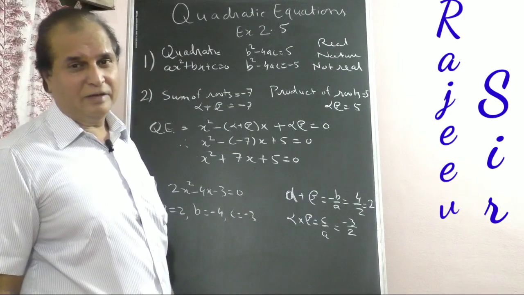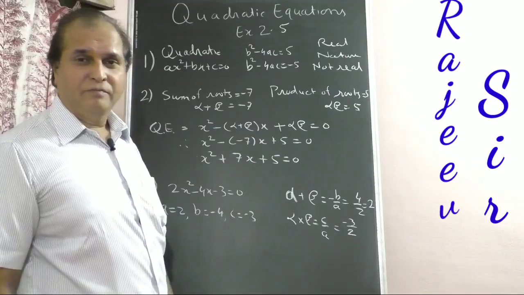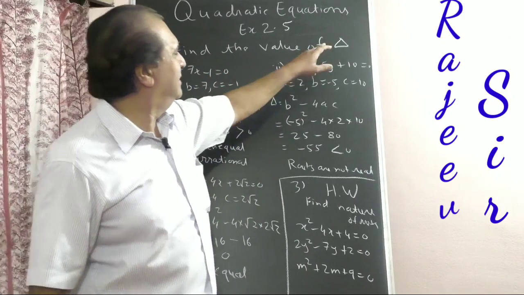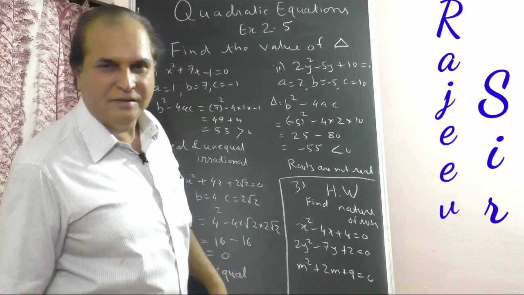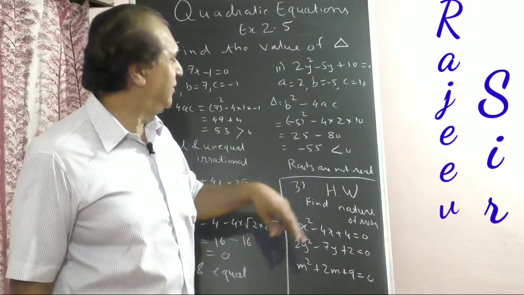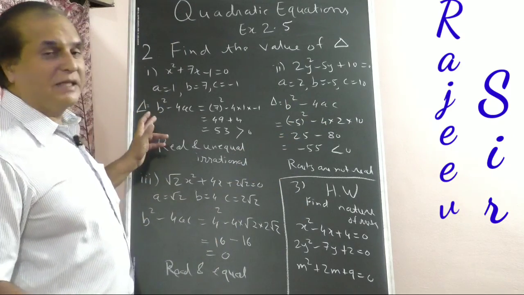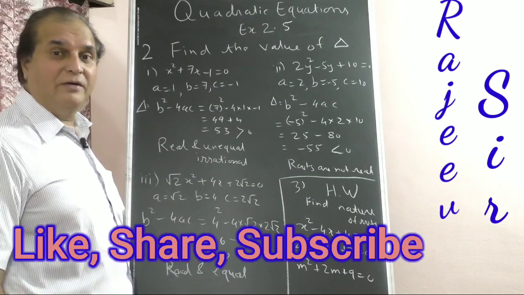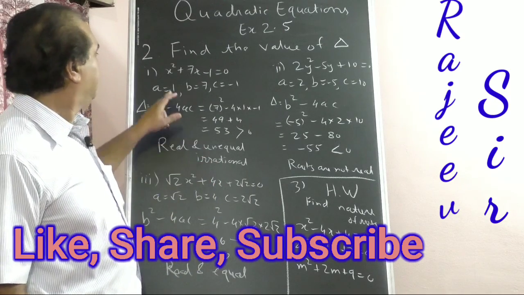Understanding quadratic equation, very important chapter. Getting? Should I go ahead? Second sum: find the value of the discriminant. Just a small sign for that, or you write discriminant in full. Discriminant is b square minus 4ac. a, b, c you know. Find the value of b square minus 4ac.